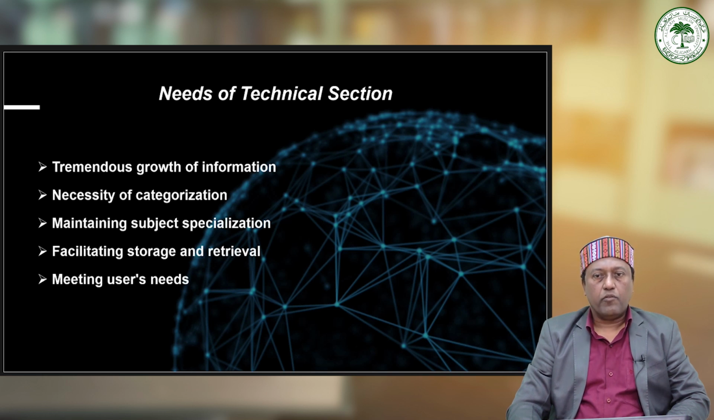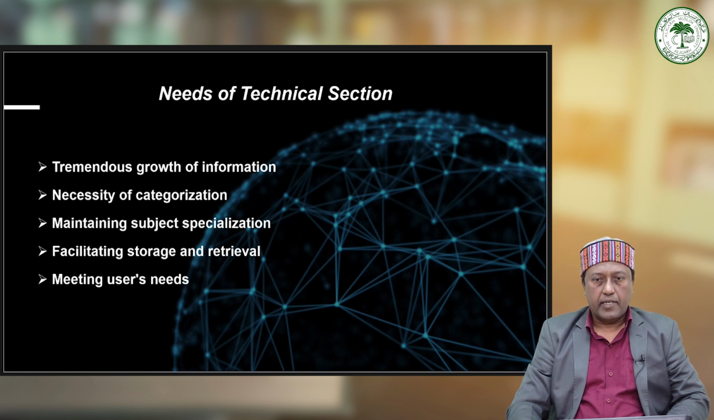Next, necessity of categorization. Technical processing helps in categorizing the universe of knowledge into manageable segments, making it easier for library staff and patrons to locate relevant materials within specific subject areas. Third, another important thing is maintaining subject specialization. By systematically arranging information according to subject matter, technical processing ensures that subject specialization is maintained, allowing patrons to delve deeply into their areas of interest.